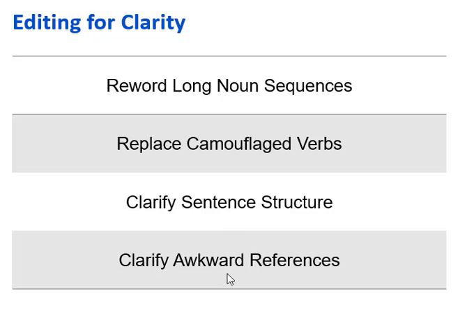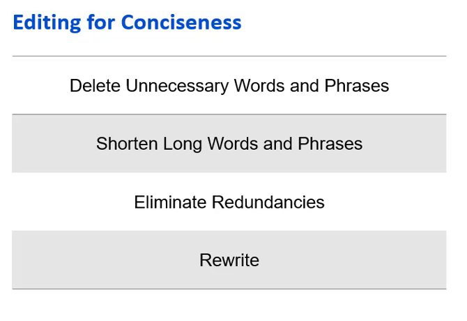Clarify sentence structure, try to clarify awkward references. You always want to make sure to be as clear as possible. You don't want to say things like as we said before, or above mentioned, or aforementioned, or things like that. It's better to be as clear as possible. It doesn't mean you can never use those kinds of phrases, but it's certainly better to be clear if possible.